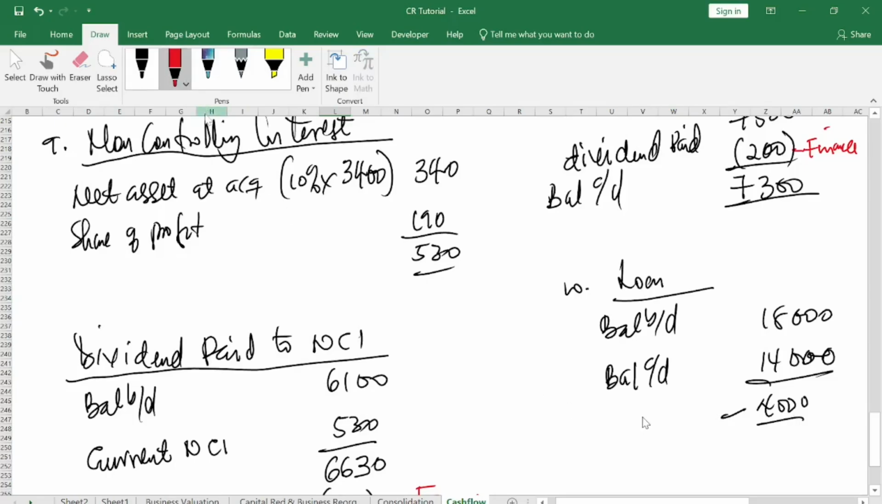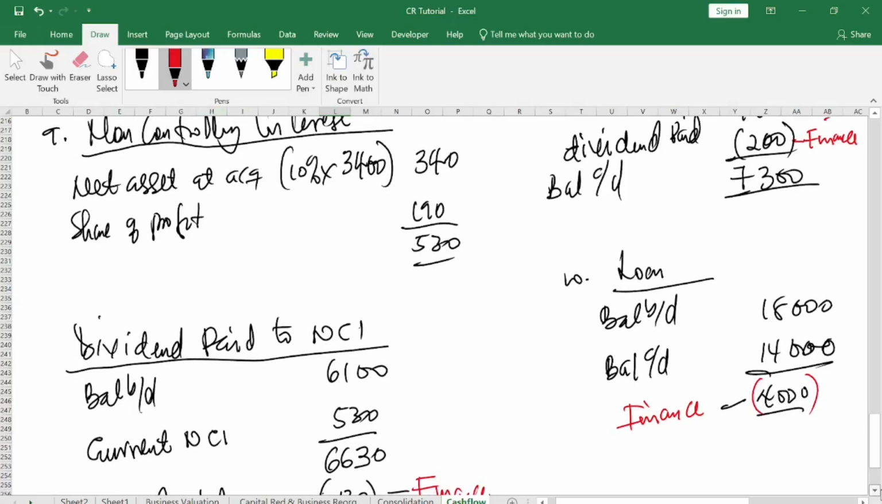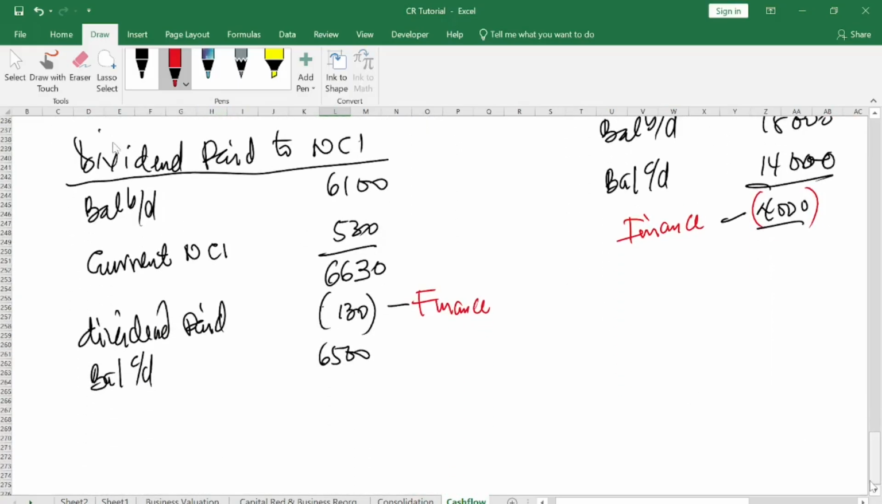Finance activities. What item do you have again? Current liability. We've dealt with that. Have you forgotten? So income tax, sir. Income tax. Good. So the fifth one is income tax.